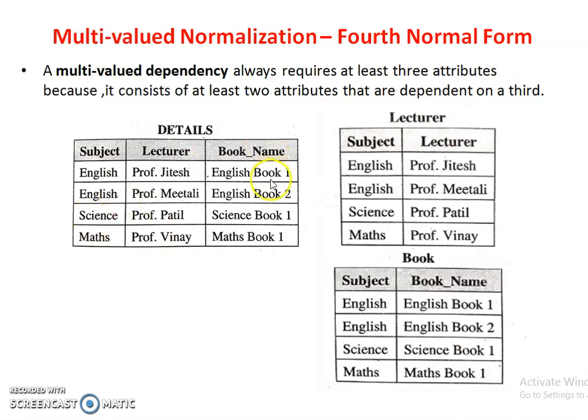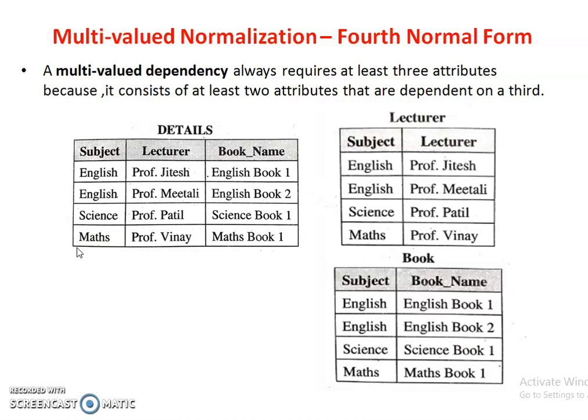Subject determines book name, and subject determines lecture, and this relation shows multi-value dependency of attribute subject. If we need to select both lecture and book recommended for any subject, then it will show the combination of lecture and book, which implies the lecture is recommended with the book. This is not correct.